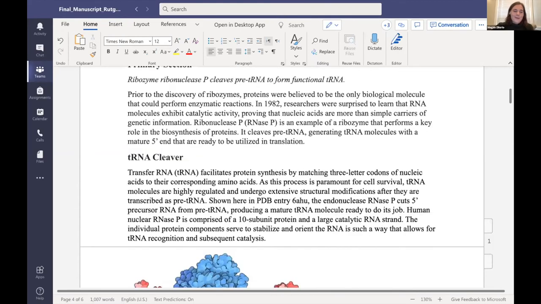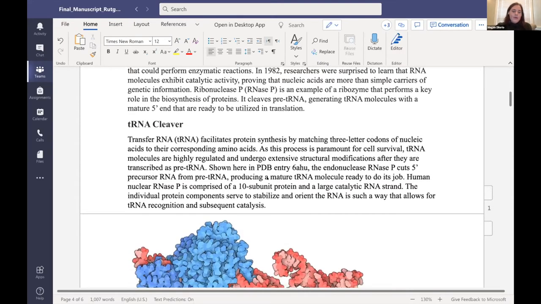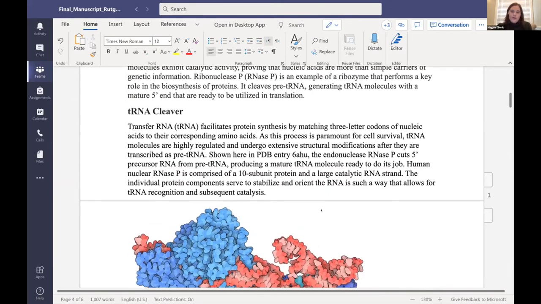Okay, so our next subheading is tRNA cleaver. Transfer RNA, or tRNA, facilitates protein synthesis by matching three-letter codons of nucleic acids to their corresponding amino acids. As this process is paramount for cell survival, tRNA molecules are highly regulated and undergo extensive structural modifications after they are transcribed as pre-tRNA. Shown here in this PDB entry, the endonuclease RNase P cuts 5' precursor RNA from pre-tRNA, producing a mature tRNA molecule ready to do its job.